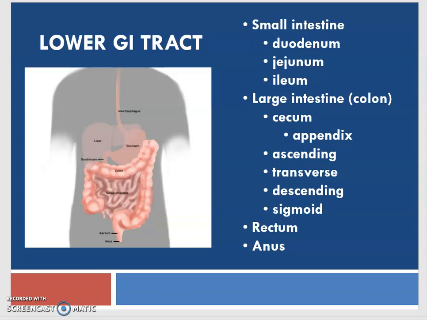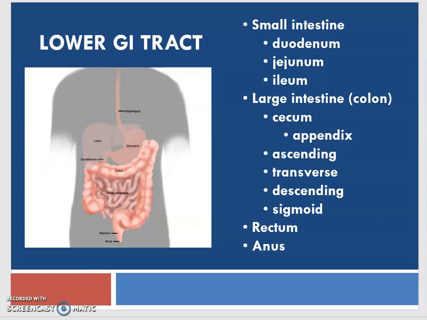The upper GI tract is about breaking food down, preparing it for absorption. The lower GI tract is about, first of all, absorbing the nutrition, which happens in the small intestine, specifically in the duodenum, the jejunum, and the ileum. And then it gets passed through onto the large intestine, known as the colon.